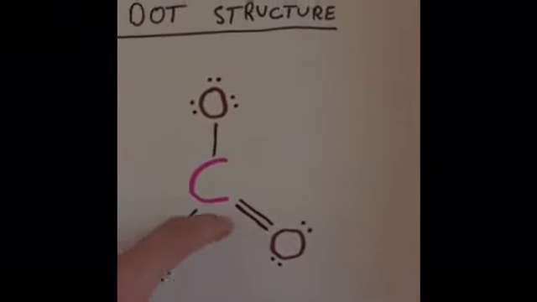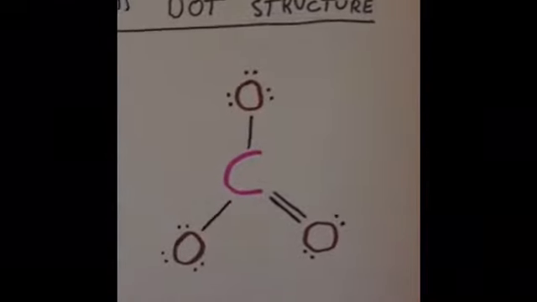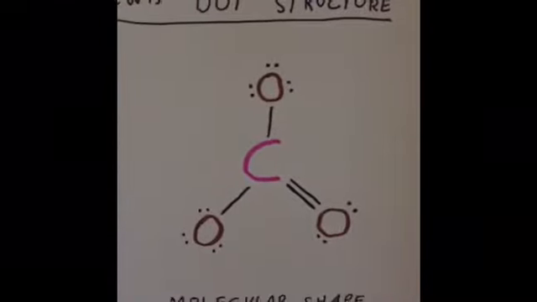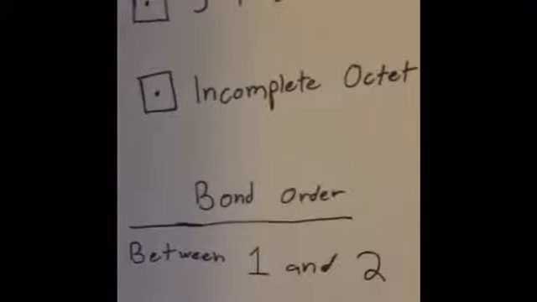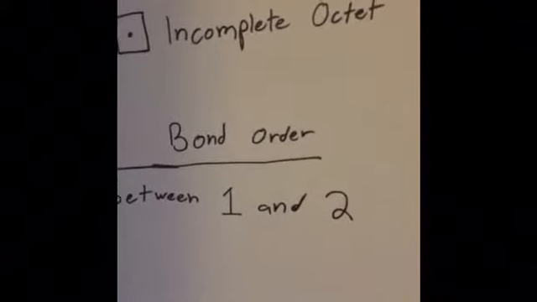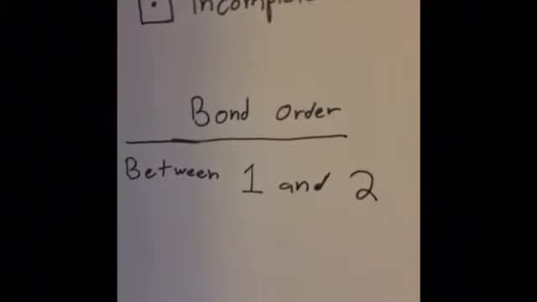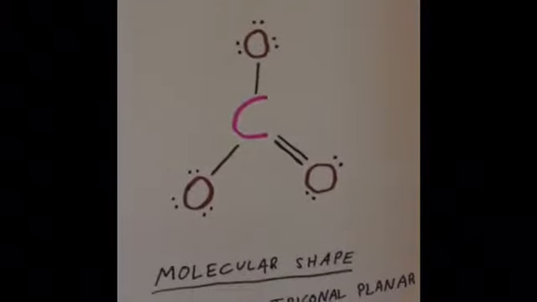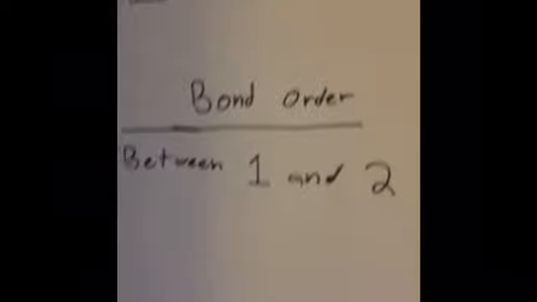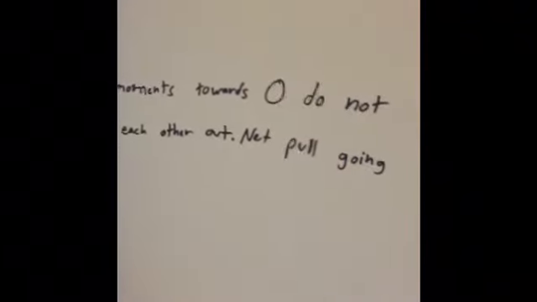It's an incomplete octet because we had to do a resonance bond, having to make it 8 surrounding the central atom. The bond order is between 1 and 2 because on a single bond, the bond order is 1, and on a double bond, it's 2. We're in between 1 and 2, making the bond order between 1 and 2. It's a polar molecule because the dipole moments towards O do not cancel each other out. Net pole is going down.